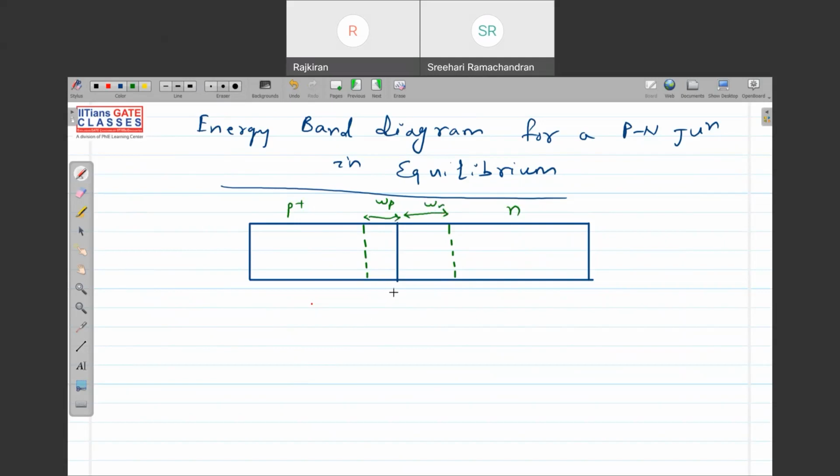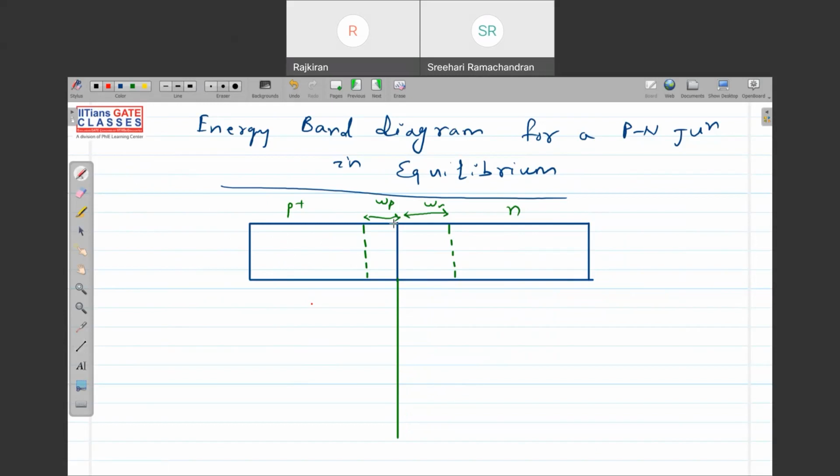Now I want to draw the band diagram. So what do I have to do? This is my junction. Far away from my junction, it is electrically neutral, right? So the first thing.